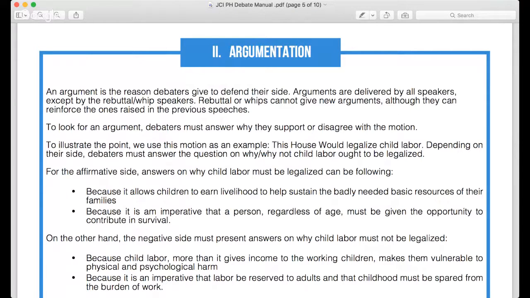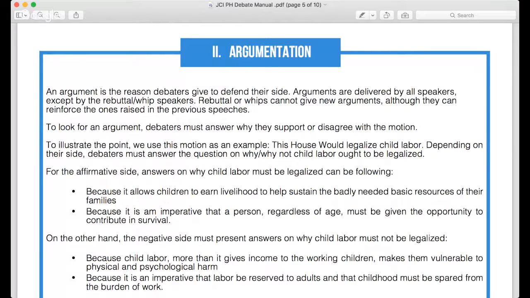On the other hand, the negative side must present answers on why child labor must not be legalized. So again, let's use the word because: child labor, more than it gives income to working children, makes them vulnerable to physical and psychological harm. This is when you're going to discuss how children are fragile, how children shouldn't be working to begin with. They have to be doing something else in order for them to actually develop as a person, or for them to be a crucial resource in society. They shouldn't be working at such a tender age, right?